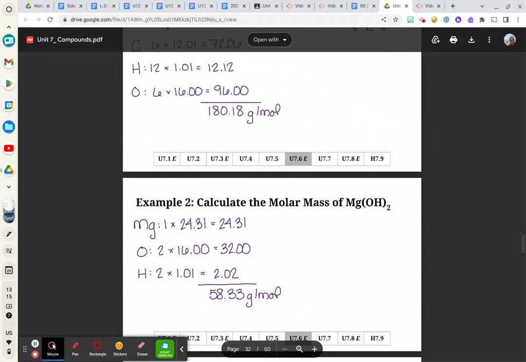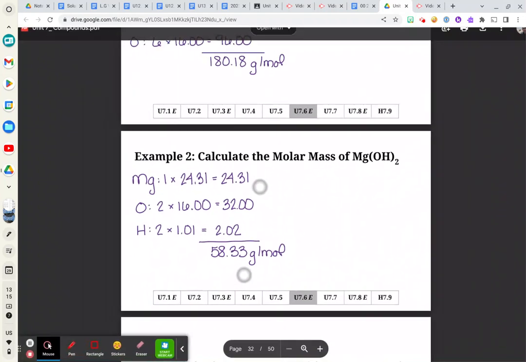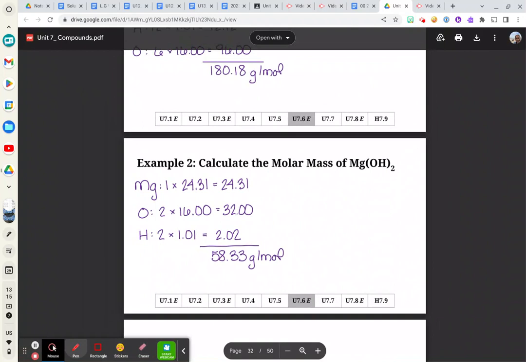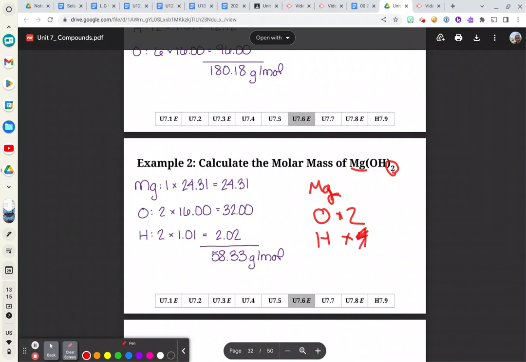Okay, there we go. Ionic compounds are a little bit more challenging in that you need to distribute this 2. So you need to recognize that this means I have 1 Mg in here, and then I have 2 oxygens and 2 hydrogens. Sorry, that times 2.